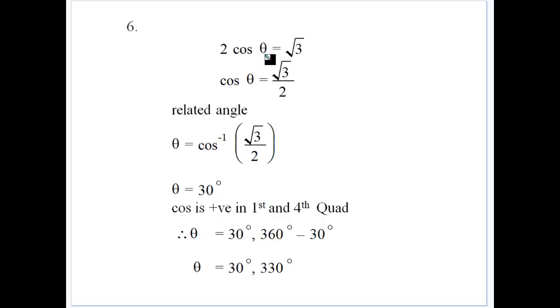2 times cosine of theta is equal to root 3. Well, a little bit of manipulation is needed. Remember, we're trying to get theta, so we have to get down to theta by itself. So we have to divide by 2 to get our related angle of inverse cosine of root 3 on 2, giving us 30. And cosine's positive, so we've got the first and fourth quadrants. We've got our related angle, 360 minus 30 gives us 330.